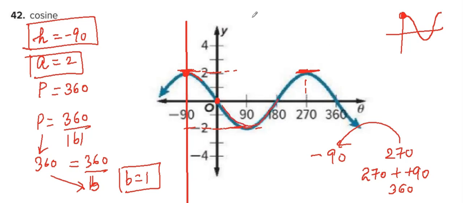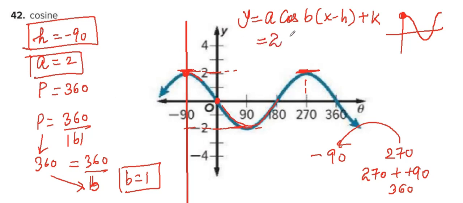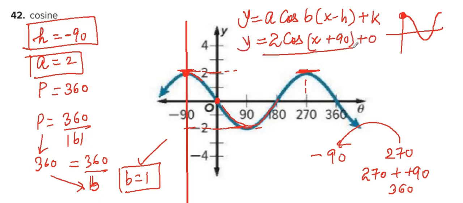So how to write the equation of cosine? y is equal to a cos b(x minus h) plus k. There is no k. So a is 2, cos b is 1, no need to write, x minus h. So minus minus will become plus h, and plus k is not given, plus 0. So this is your final equation, 2 cos(x plus 90), whereas -90 is the phase shift. The same way we can solve questions 43 and 44. Let me check which have the phase shift, that we will discuss with you.